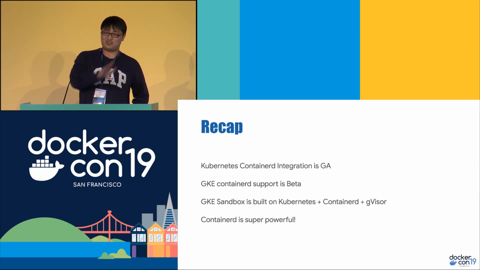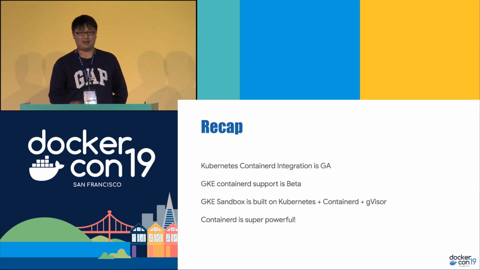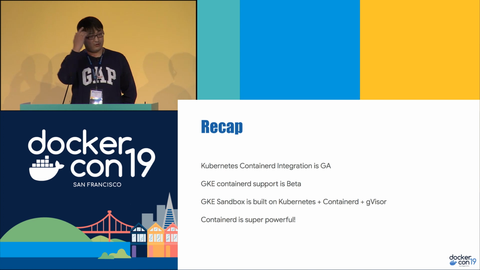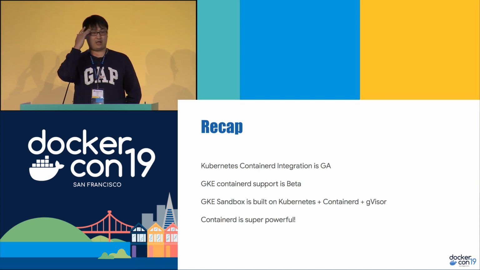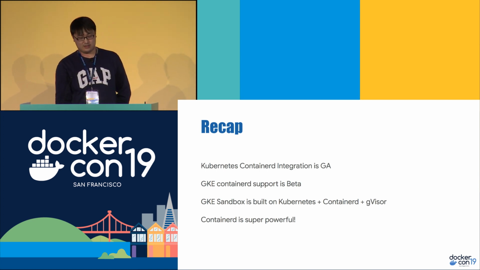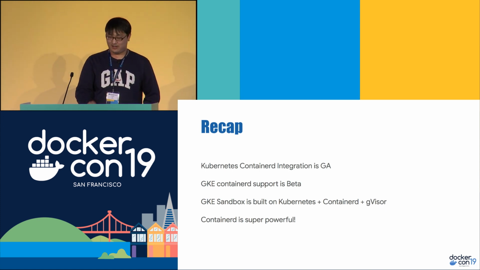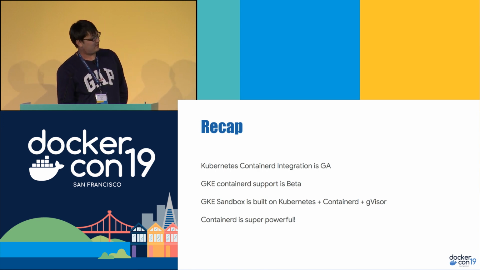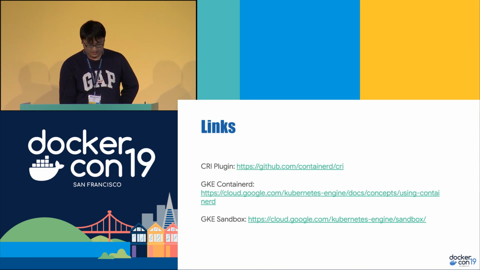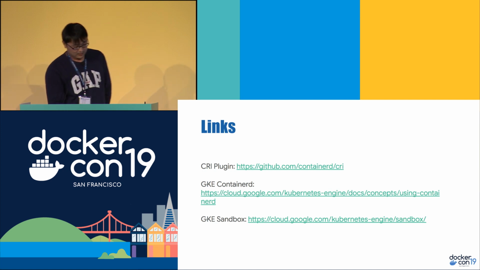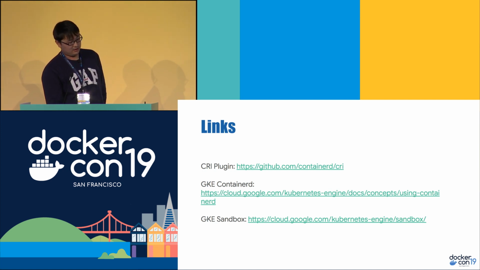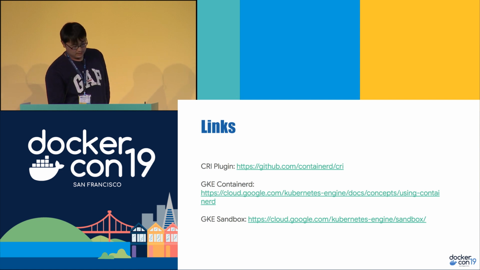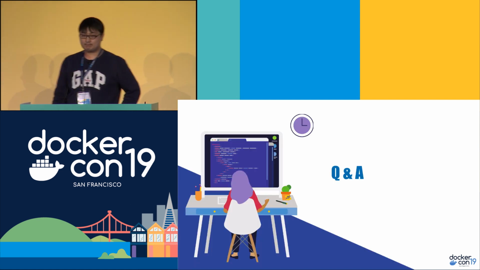And the last thing is containerd is super powerful. You can see that there are so many layers of interface where you can plug in different logic. And Derek also mentioned that for image management, there are also different interfaces, and we do plan to do something for images too. If we've done that, I will probably introduce it in my future talks. So here are some links: the CRI plugins repo, information about GKE containerd, and information about GKE Sandbox. That's it.